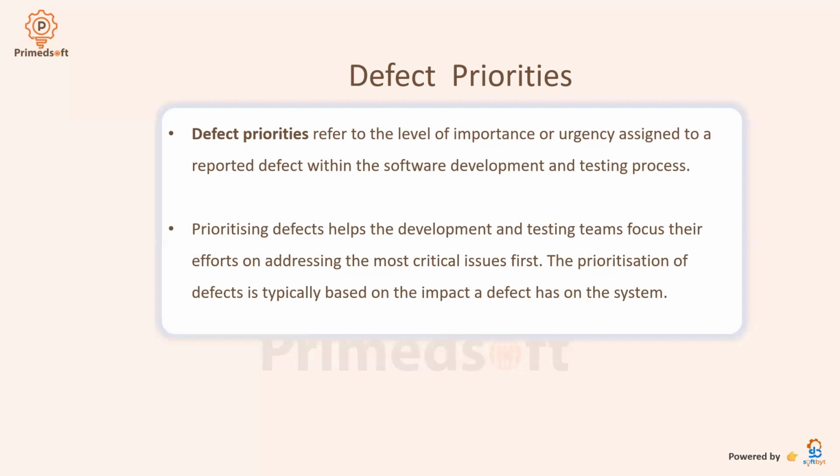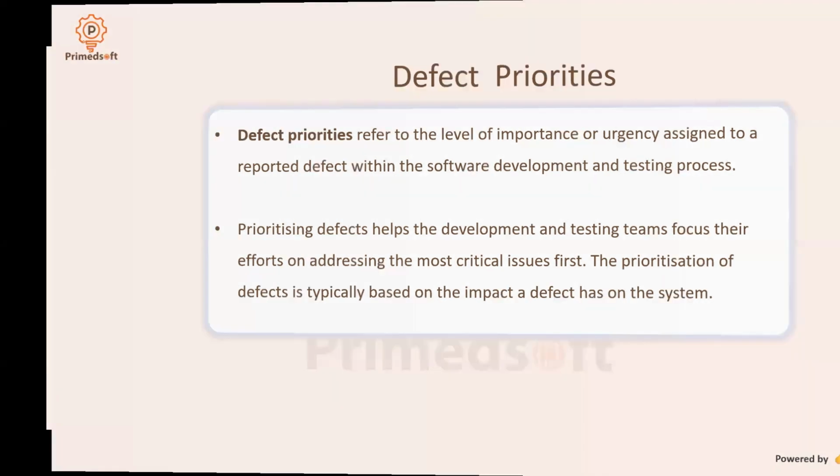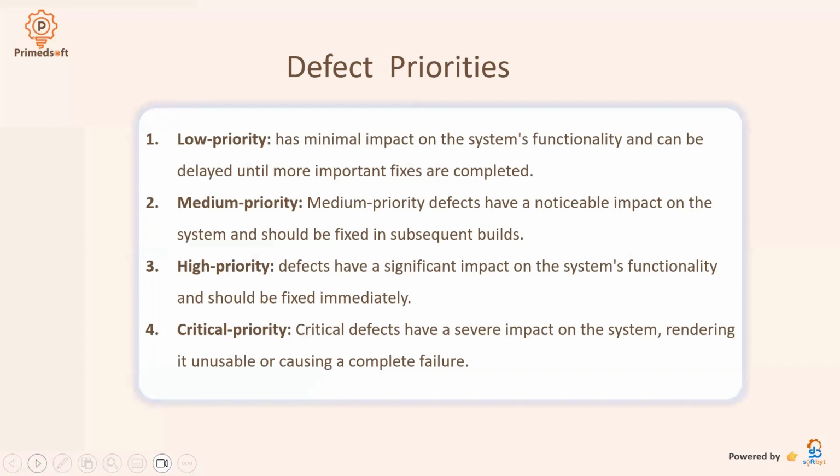Okay, so like I said, the different priorities are classified into low priority, medium priority, high priority, and critical priority. Low priority has minimal impact on the system functionality and can be delayed until the most important fixes are completed. So let's say you've raised a bug, for example, that is not of a higher priority. It could be moved or deferred to the next sprint.